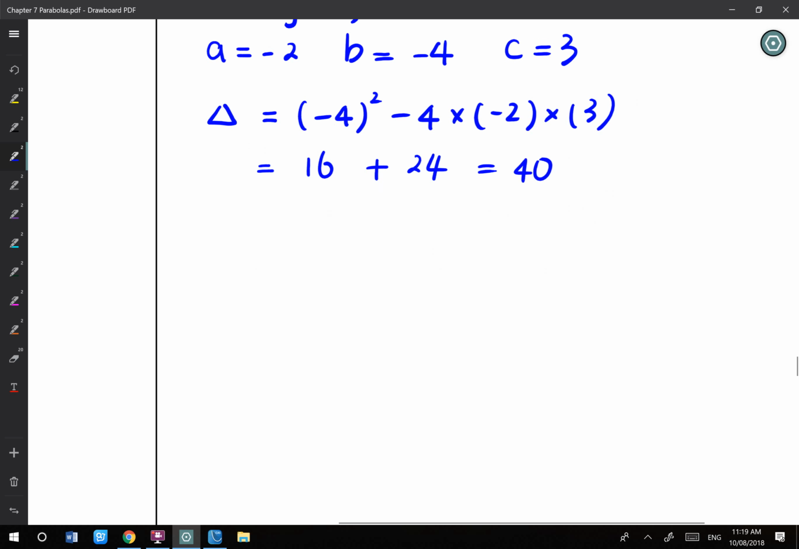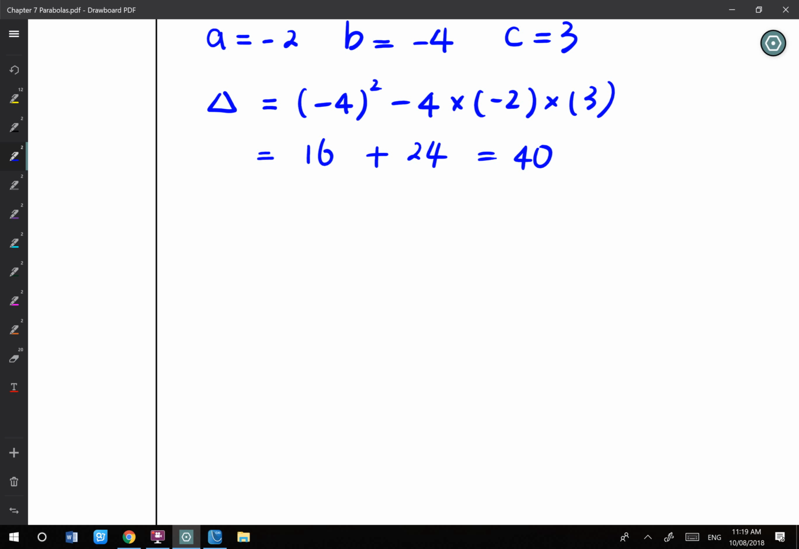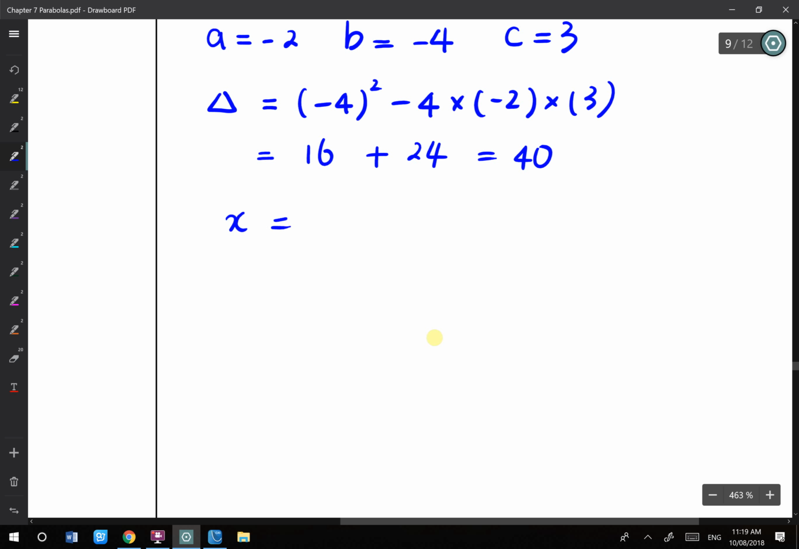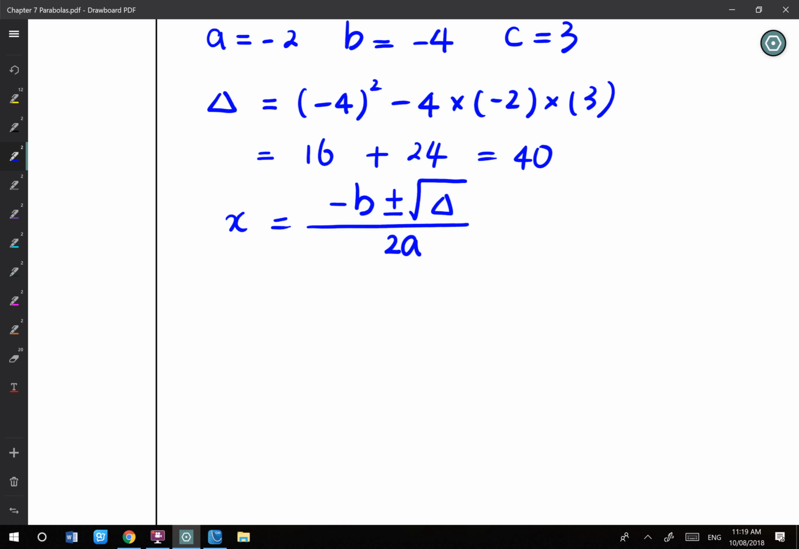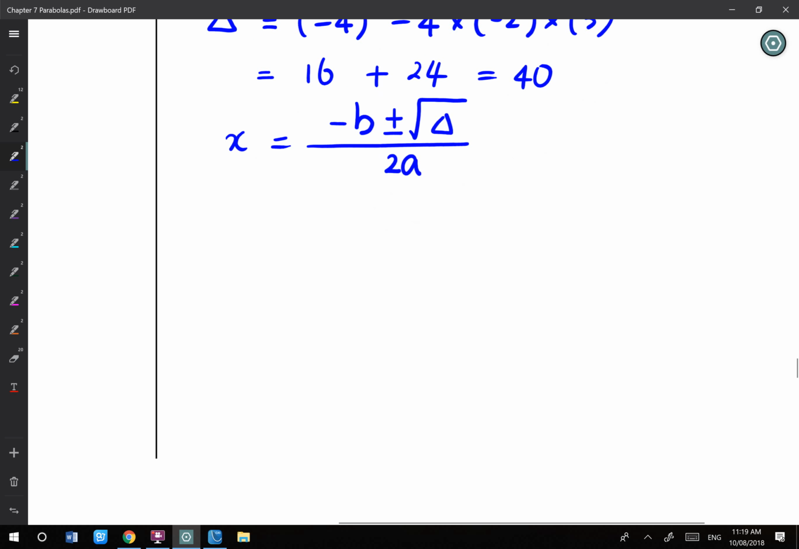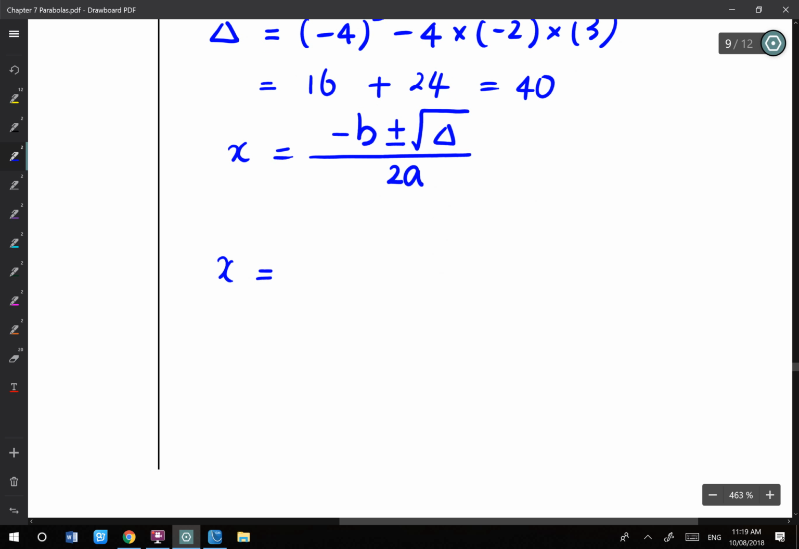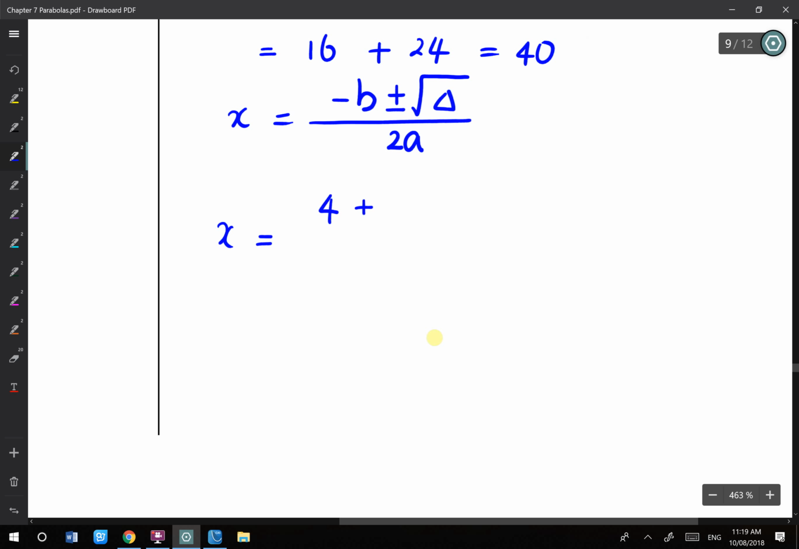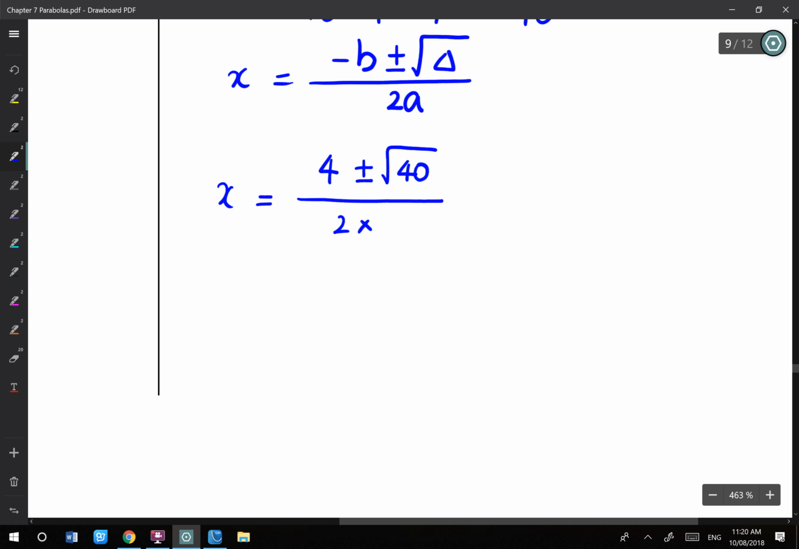Okay? So what we will have is x equals to what? x equals minus b plus minus square root of discriminant over 2a. Minus b plus minus square root b squared minus 4ac over 2a, but the b squared minus 4ac we have worked out. That's the discriminant. So I just put it like this. So x equals minus b, which is 4, plus minus square root 40 over 2 times what's a? Minus 2.